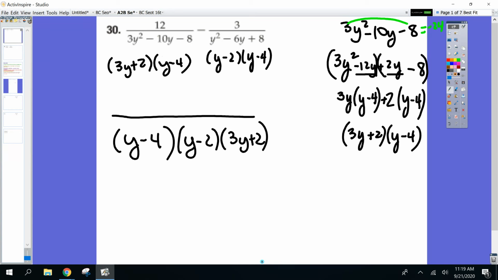Now I think it's the tough part for some of you. Multiply that on the left and the right. So let's do the left side first. So you're going to go y minus 4, y minus 2, and 3y plus 2. You've got to figure out what's going to cross out, top and bottom, and what's going to be left over. Remember, everything on the bottom is always crossed out. It's just a matter of what's left on top.